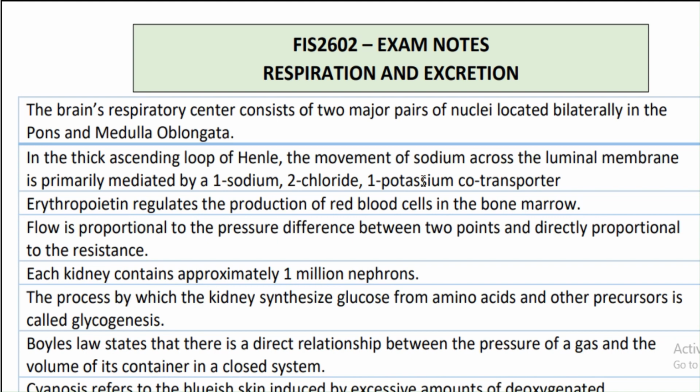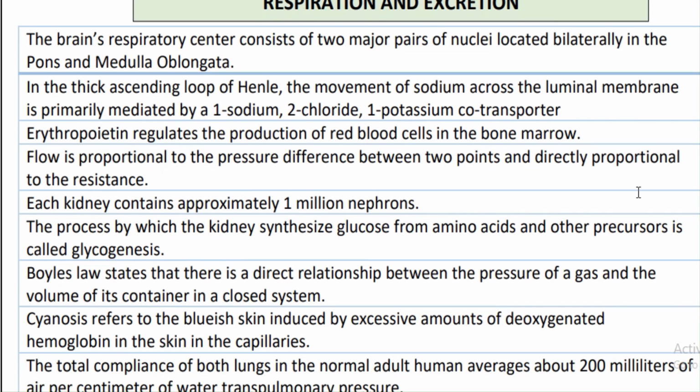Let's begin. The brain's respiratory center consists of two major pairs of nuclei located bilaterally in the pons and medulla oblongata. This is true. In the thick ascending loop of Henle, the movement of sodium across the luminal membrane is primarily mediated by a 1 sodium, 2 chloride and 1 potassium co-transporter. This is true. Erythropoietin regulates the production of red blood cells in the bone marrow.